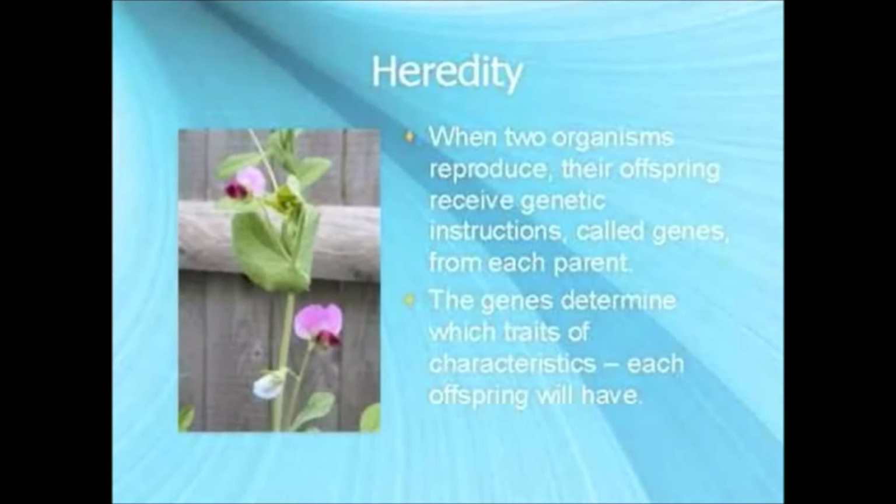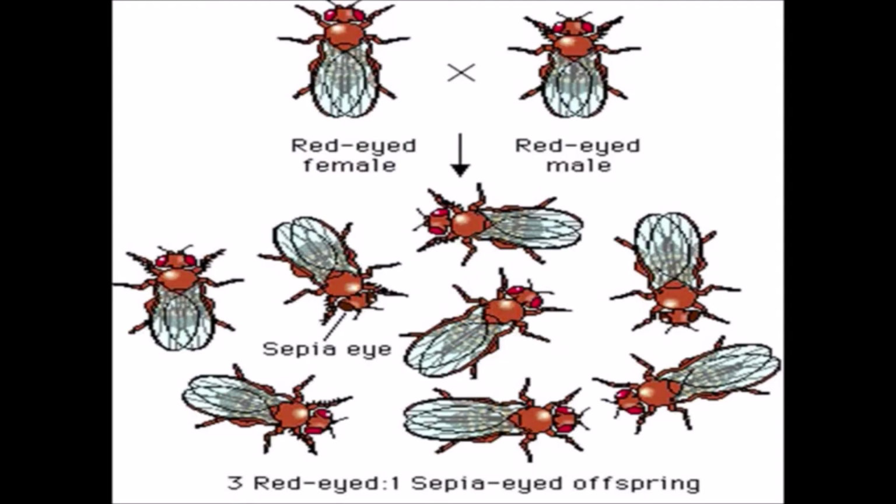It's due to heredity. When two organisms reproduce, their offspring receive genetic instructions called genes from each parent. The genes determine which traits or characteristics each offspring will have. For example, you have a red-eyed female plus red-eyed male. Then they produce three red-eyed and one sapphire-eyed offspring.